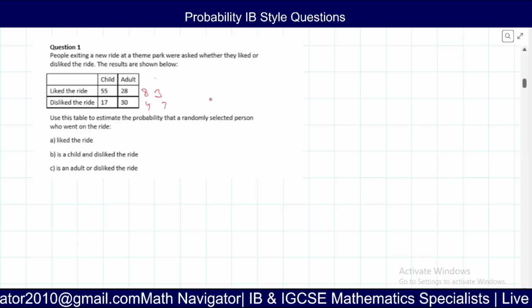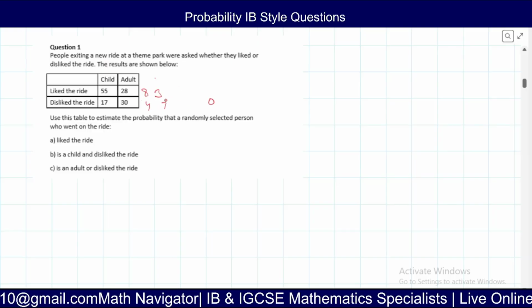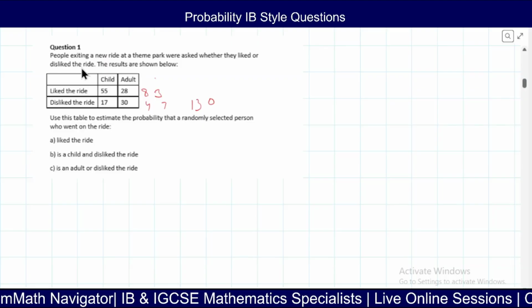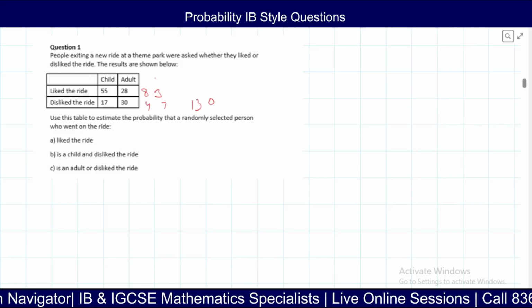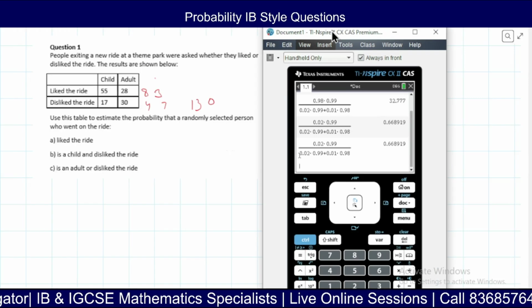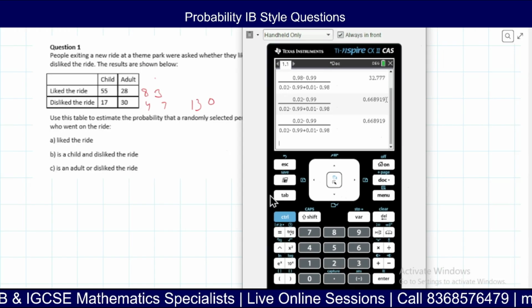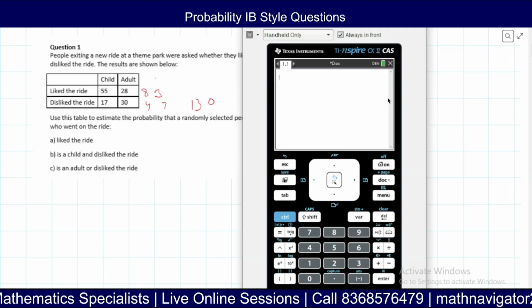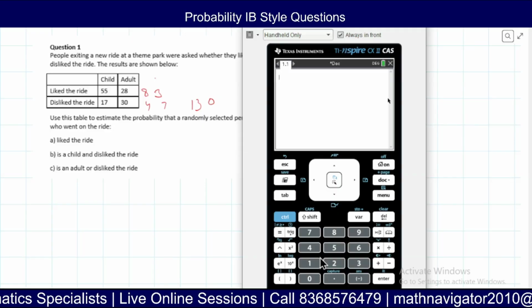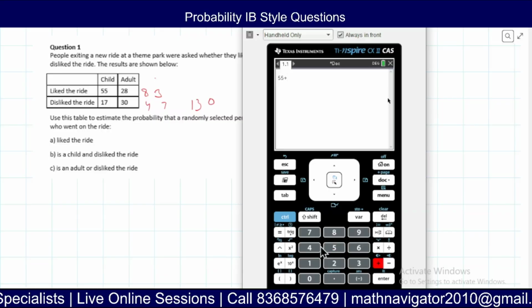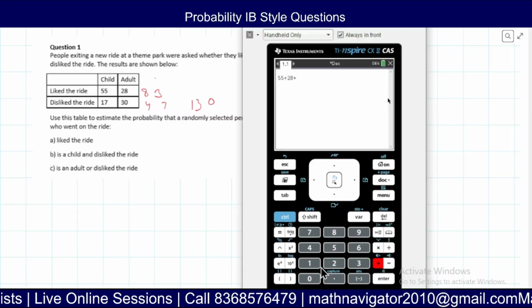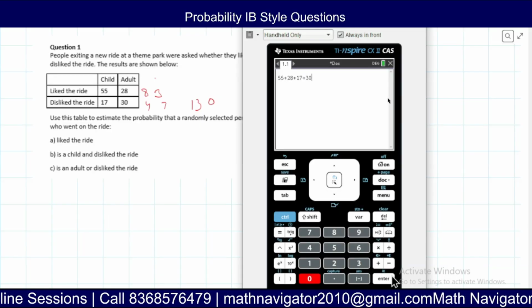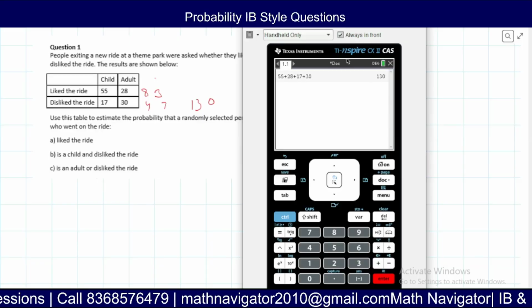Let's use the calculator. We have 55 plus 28 plus 17 plus 30. Enter. 130. So the total is 130.